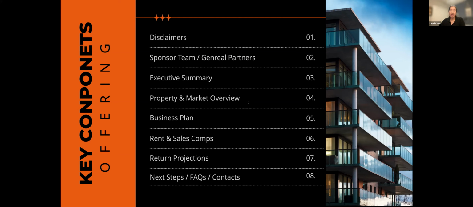In this section, you'll see a lot of the numbers, like trends and numbers, population, jobs, rent increase, this sort of thing. And of course, the business plan, how we are going to make money. And then you'll see a comparable, comparing this particular property with nearby or identical properties on the market. And of course, they talk about the returns, the next steps, questions and contacts.